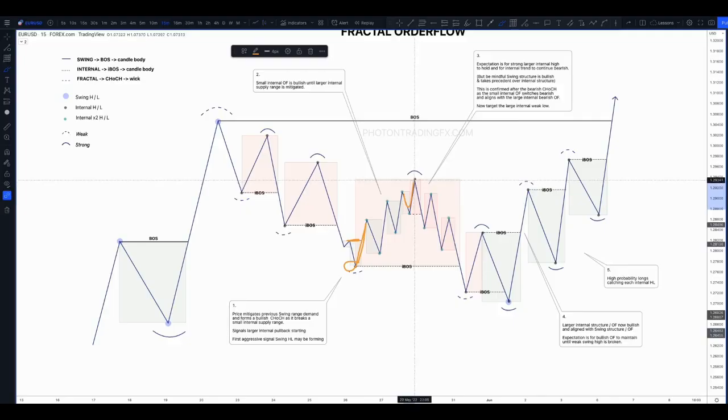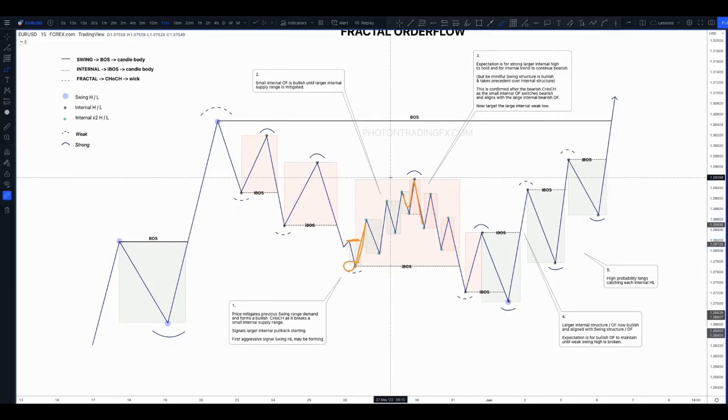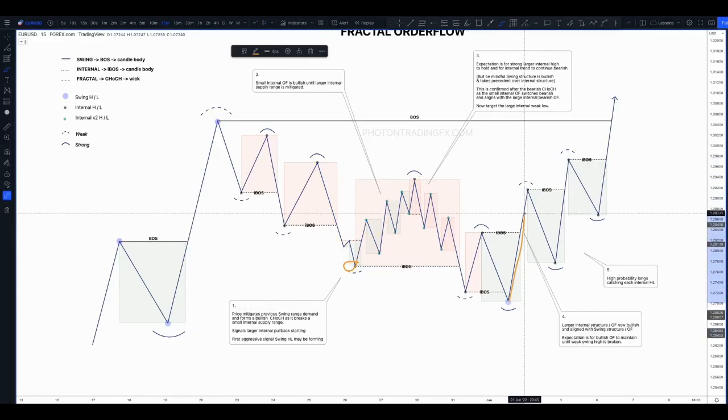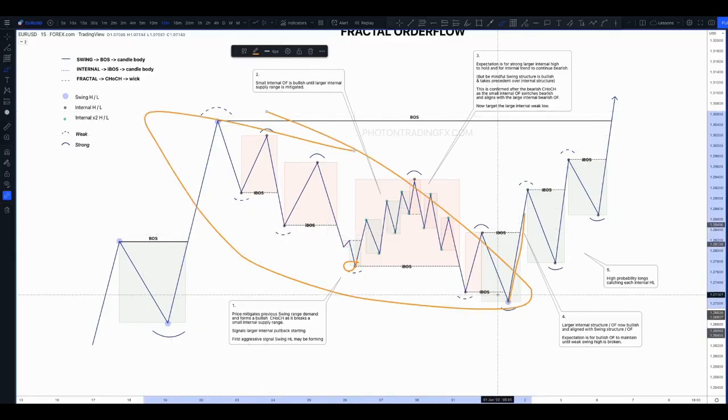Likewise, when we come up here and we get that, whether that's a CHoCH or just a small IBOS, it's the same thing, because that just signals the internal pullback is over and the next larger internal run is going to go, right? So this small movement here just signals the pullback of the larger movement. The larger break of structure, of the larger internal structure, just signals the end of the swing pullback to get the next swing run.